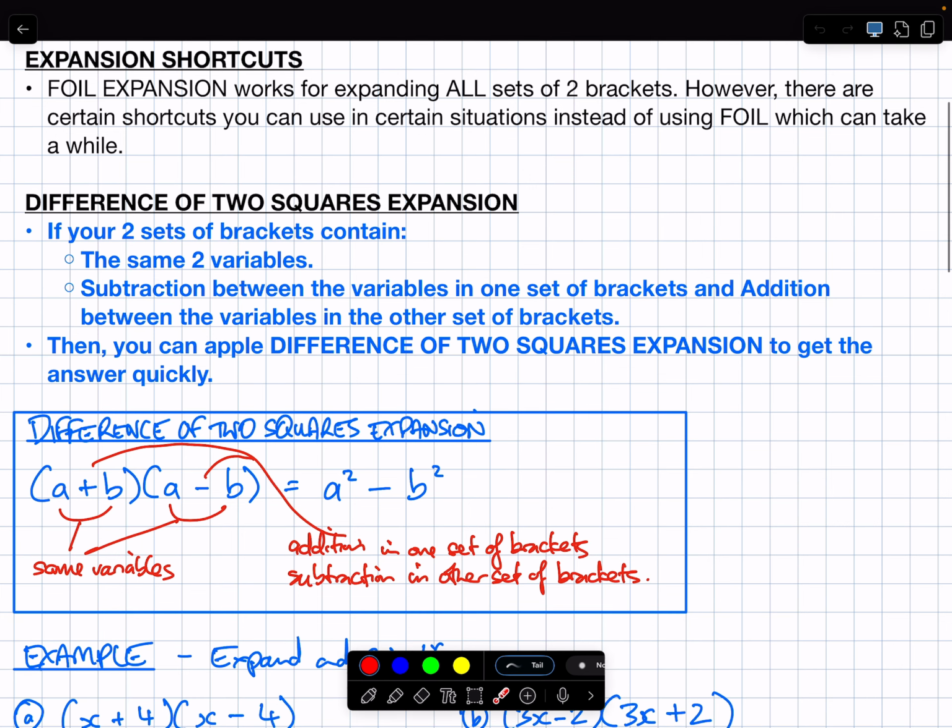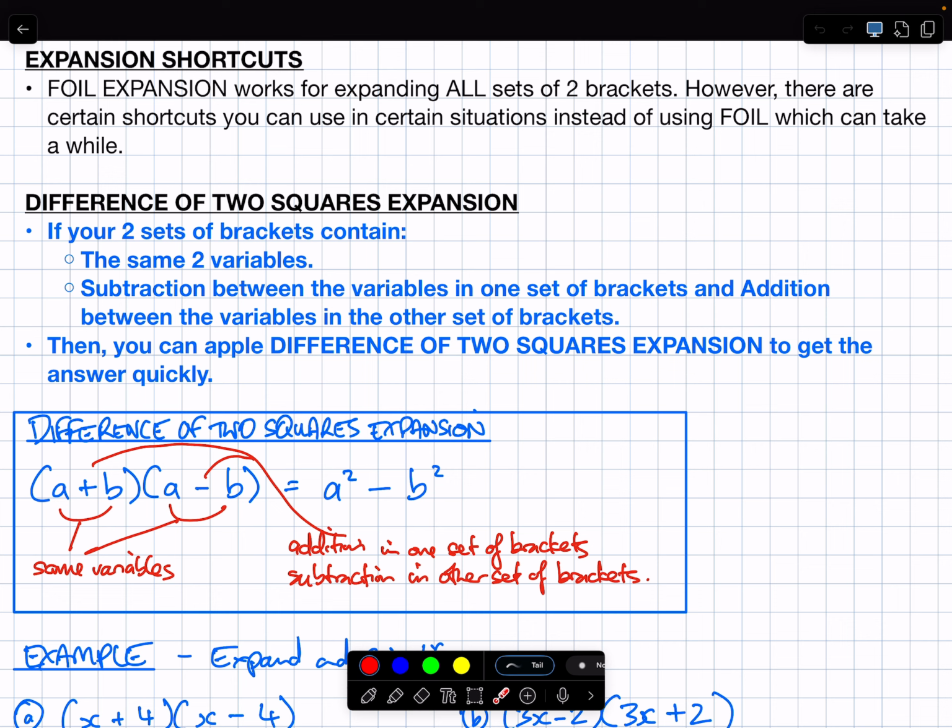The first one is called difference of two squares expansion. And when do you use it? If your two sets of brackets contain the same two variables, and the other condition is there's a subtraction between the variables. Can you get down the conditions, please, of when you use difference of two squares expansion? And then I'll show you how it works.